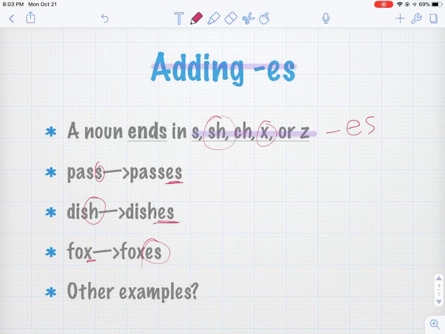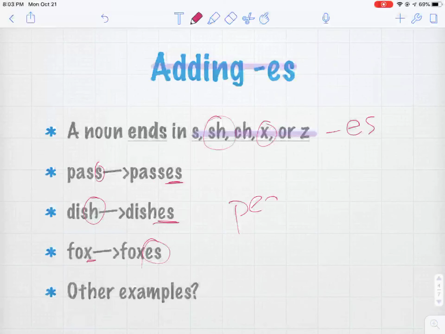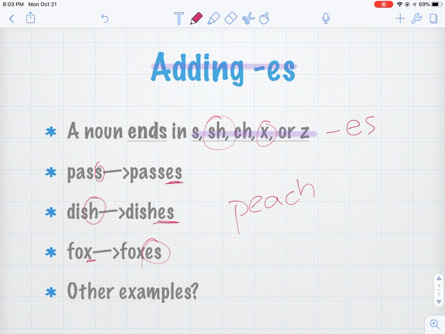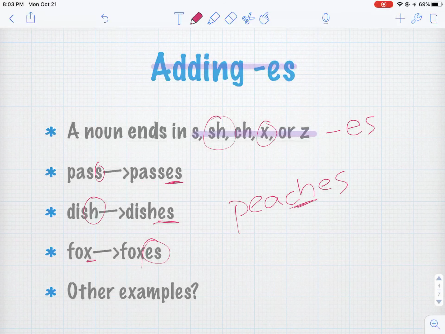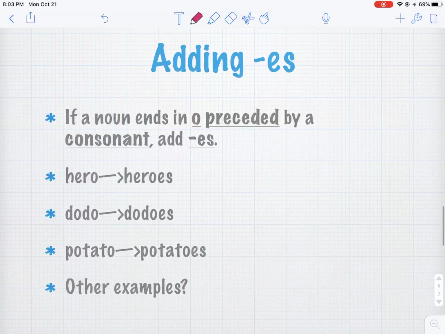Can you think of some other examples that you may be adding ES to? One I just thought of is peach. Peach ends in a CH, so I have to add an ES. Another one is toss. To make this plural, you have to add ES because it ends in that S form. So just a couple more examples.